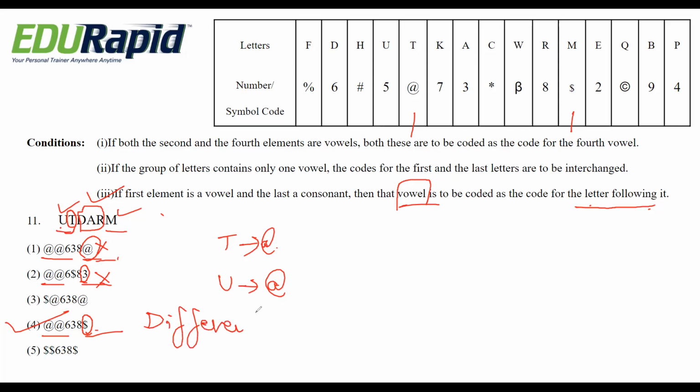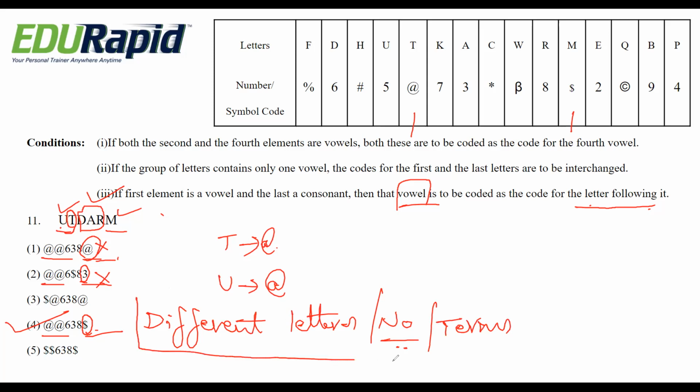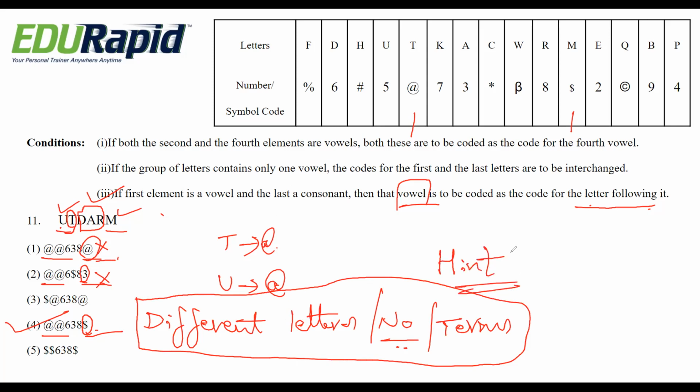You have to choose the different letters or different terms or numbers. So this is one of the hints you have to remember. So from this we can say that option 4 is the right one.